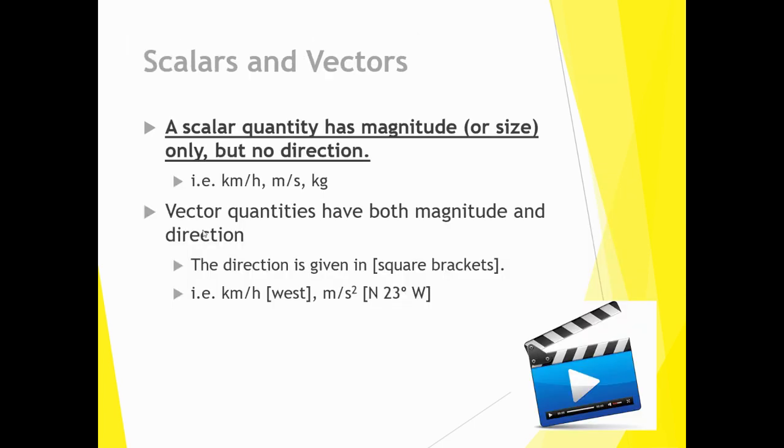And then talking about scalars and vectors, a scalar is a quantity that has magnitude or size only, but no direction. So things like kilometers per hour, meters per second, kilograms, degrees Fahrenheit.